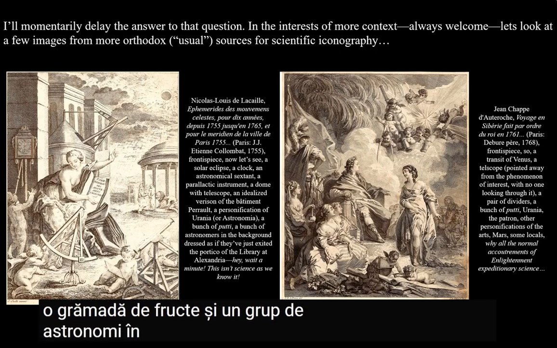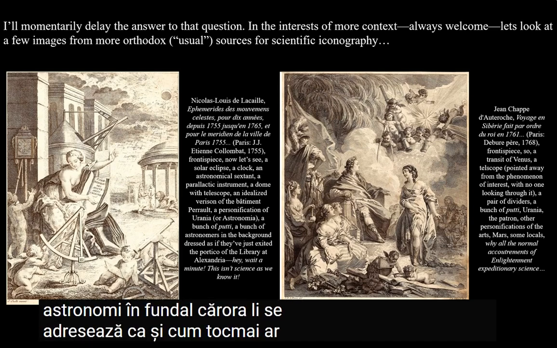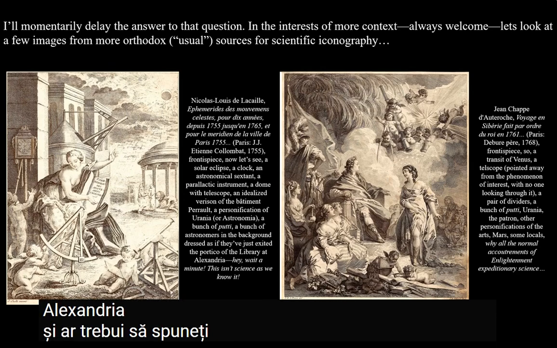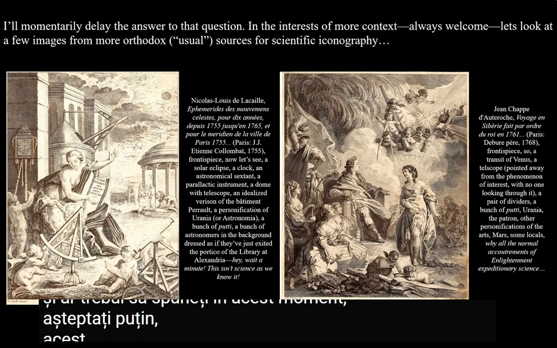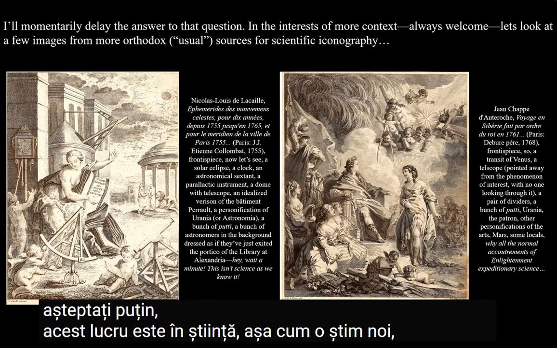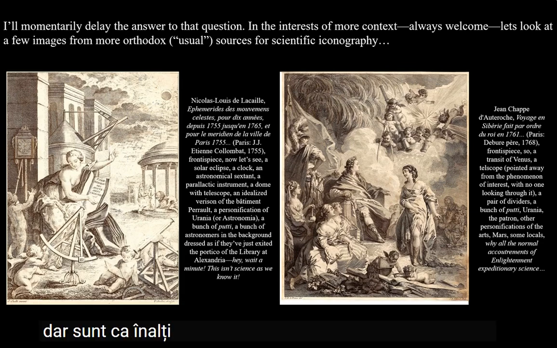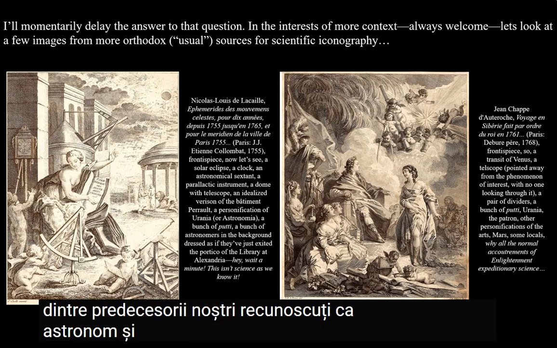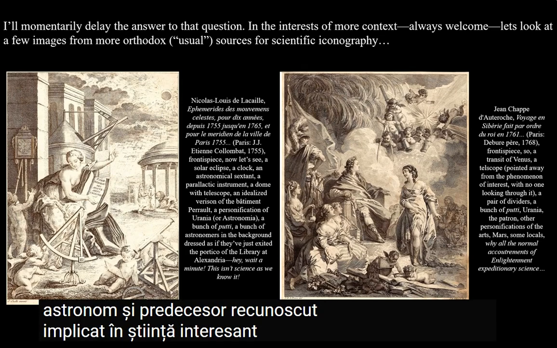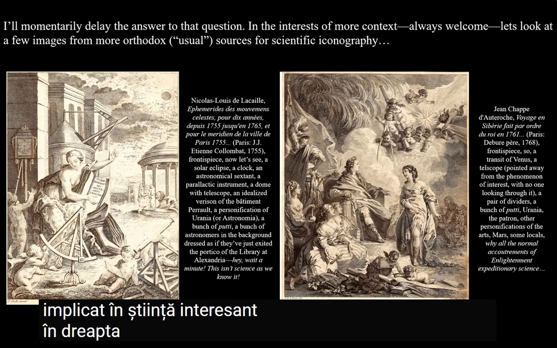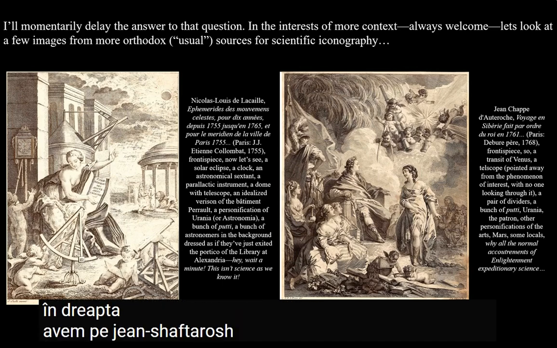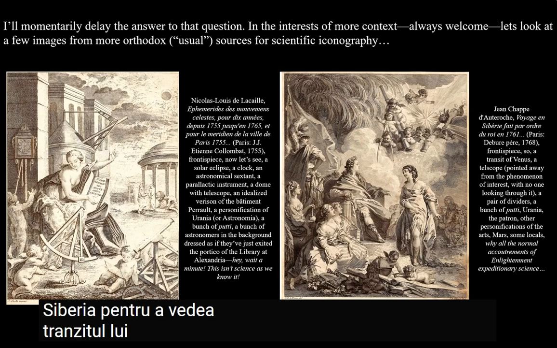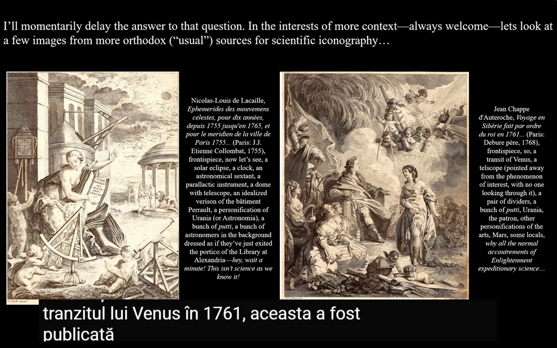a group of astronomers in the background who are dressed as if they've just exited the portico of the great library of Alexandria. And you should be saying at this moment, wait a minute, this isn't science as we know it. Yet de la Caille is one of our acknowledged predecessors as an astronomer, an acknowledged predecessor in modern science. Interesting. On the right, we have Jean-Charles d'Auteroche, his account of his voyage to Siberia to see the transit of Venus in 1761. This was published in 1768.